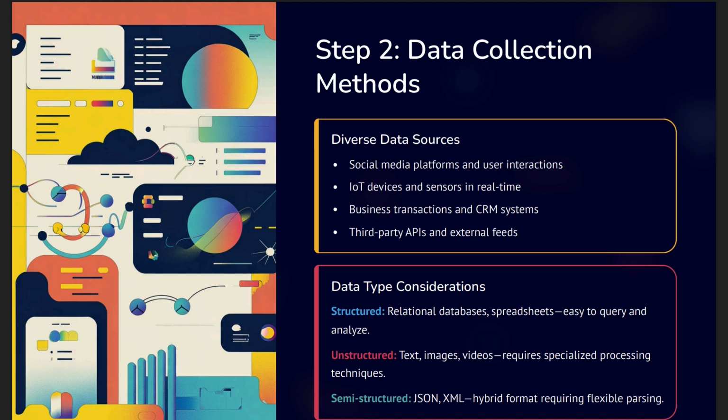Now, once the goal is set, the next step is data collection. Data can come from multiple sources: social media platforms, IoT devices and sensors, business transactions, third-party APIs. While collecting, it's also important to understand the type of data. Structured data is well organized in rows and columns like spreadsheets. Semi-structured data includes flexible formats such as JSON and XML. Unstructured data is text, images, audio, or videos and needs advanced tools for processing.